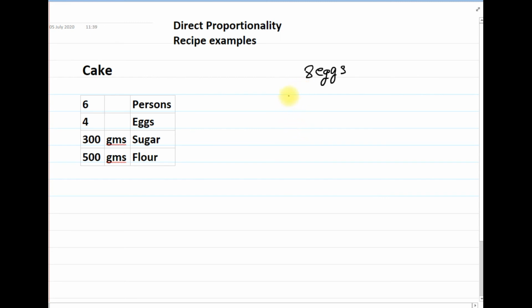Now, for example, with my 8 eggs, I can feed 12 people. How much sugar will I need? Again, we use the numbers that were given in the original recipe. I'll put the sugar in the left-hand column, eggs in the right-hand column. Now I know from here that 300 grams of sugar requires 4 eggs. With 8 eggs, how much sugar will I need?